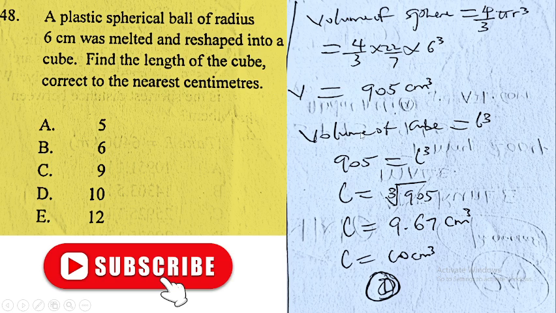And there is the formula for finding the volume of the cube. If the length of the cube is L, that means the volume will be L cubed. So the volume, 905, equals L cubed. Then find the cube root of both sides. You have L equals 9.67 centimeters. And to the nearest centimeter, we have it to be 10 centimeters. And option D is the correct option as far as question number 48 is concerned.